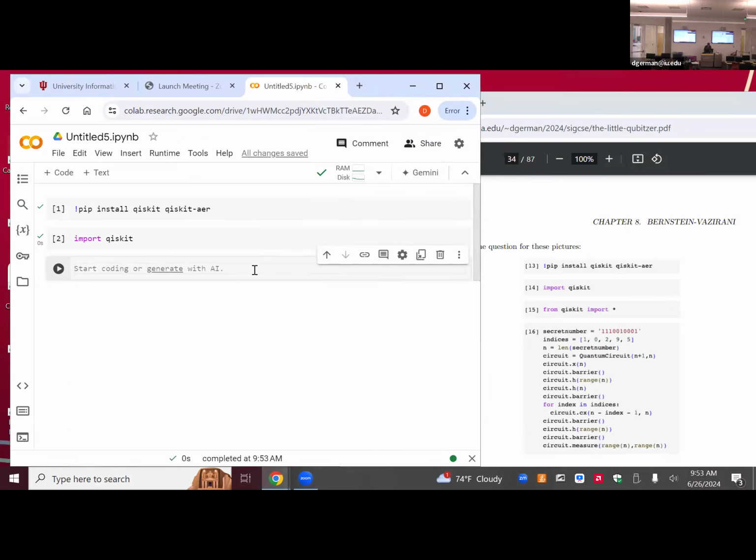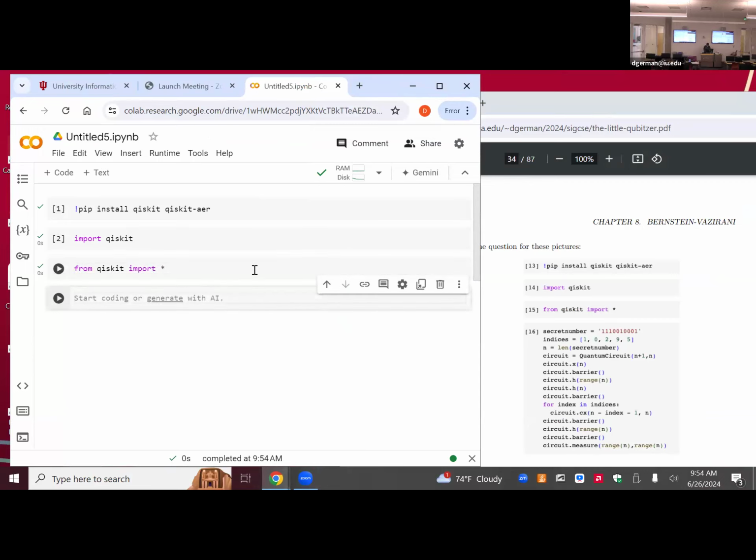So from Qiskit, I'm going to import everything so I can write whatever I need without having to put Qiskit period in front. Import star, and that's fine. And now we are going to describe the secret number.